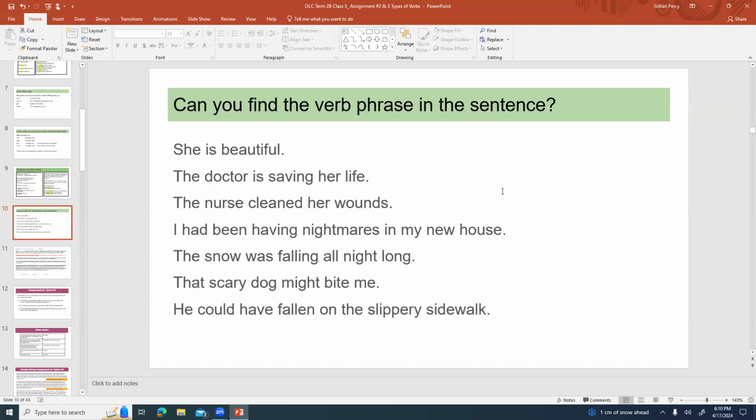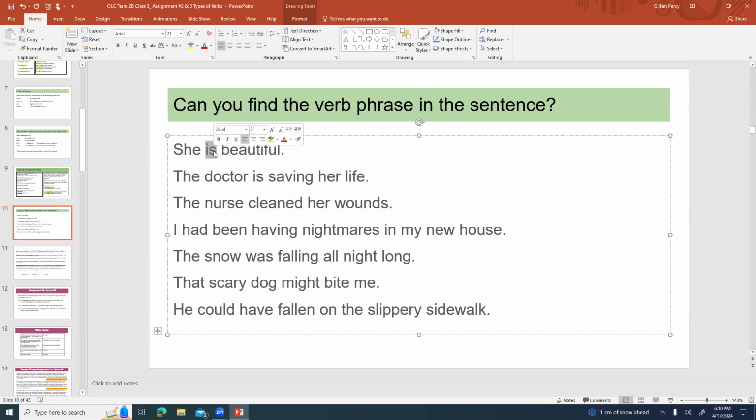Can you find the verb phrase in the sentence? She is beautiful. Is all by itself. And there it is. Just kind of underline it. The doctor is saving her life. So here we've got is and saving both working together as verbs.